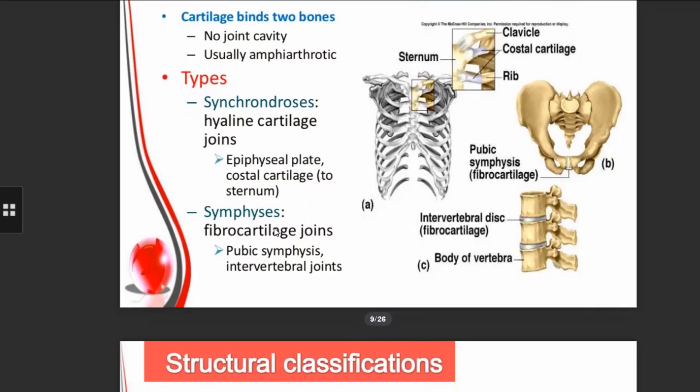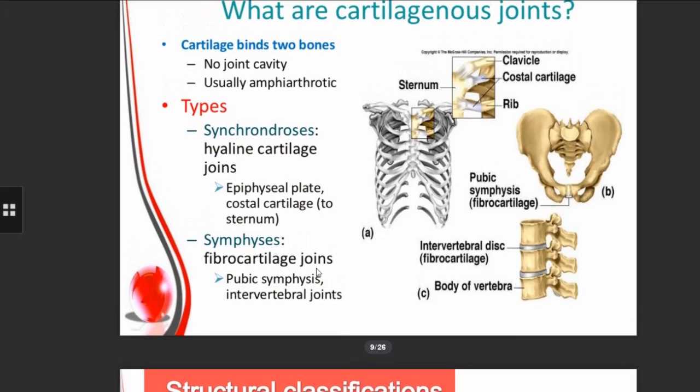Second is the symphysis. It's a fibrocartilage that joins it, like this one. This is a fibrocartilage. Here, here, here. There are two examples of this one. First one is the pubic symphysis, where fibrocartilage joins these two pubic bones, and second is the intervertebral disc. Here you can see that it is connecting the vertebrae with each other.